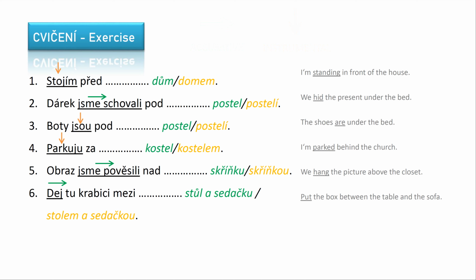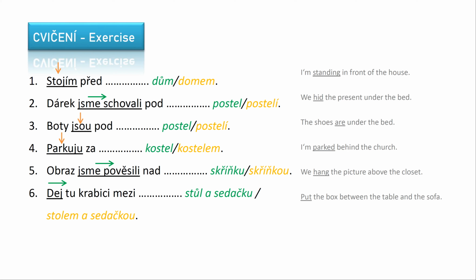We have the verbs underlined. Číslo 1, stojím, před. This means I am standing, I'm not moving. Číslo 2, dárek jsme schovali. We hid the present. It's a movement. Boty jsou, the shoes are, so they are placed somewhere, it's not moving.